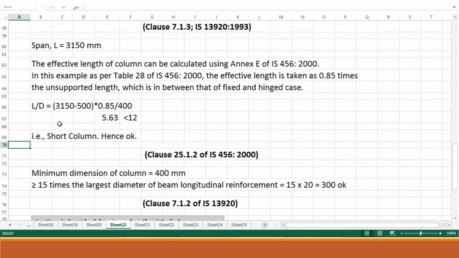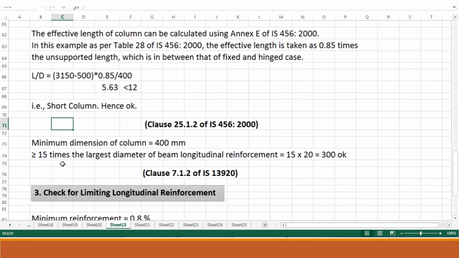If it was a slender column, we would have to add the secondary moments and the drifting moments in the column. Now the minimum dimension of the column is 400 mm, which is greater than 15 times the largest diameter of the beam longitudinal reinforcement, that is 15 into 20. For example, if that's given to be 20 mm, it is 300 mm, hence it's okay as per clause 7.1.2 of IS 13920.